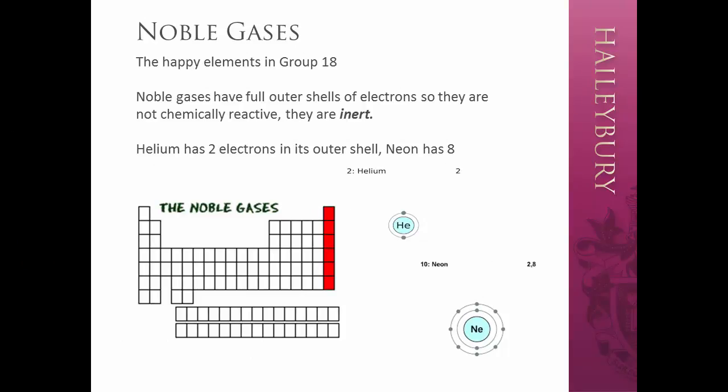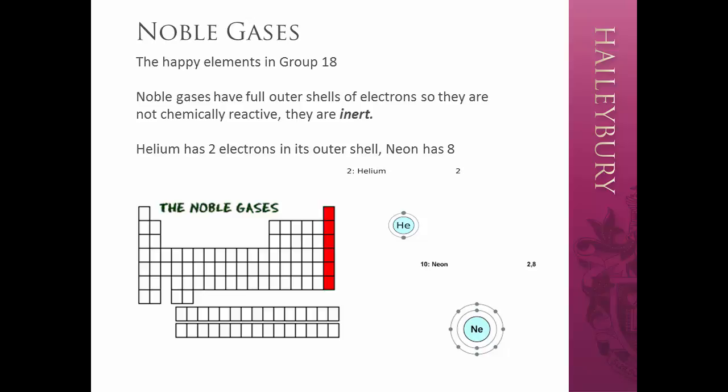One of the biggest things missing from Dmitri Mendeleev's original periodic table was a group of happy elements in group 18. These gases, known as the noble gases, have full outer shells of electrons, so they are not chemically reactive. We say that they are inert.